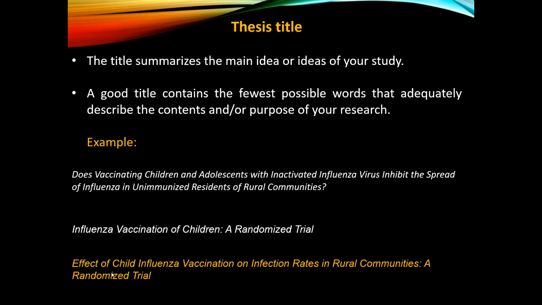But for the last one, if you can see, for example, effect of child influenza vaccination on infection rates in rural communities, a randomized trial. Here, the author tried to put different points in one sentence, to put a title successfully, with enough information on the treatment, on solving a problem, in certain circumstances. So the effect of child influenza vaccination, which is the main target, the main treatment tool, sorry, on infection rate, which is where we have the problem here.